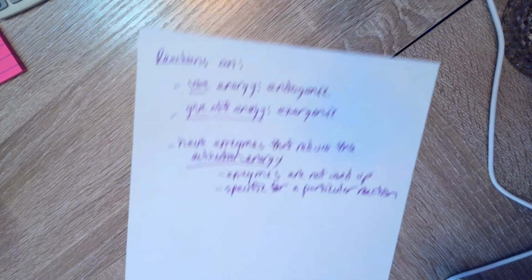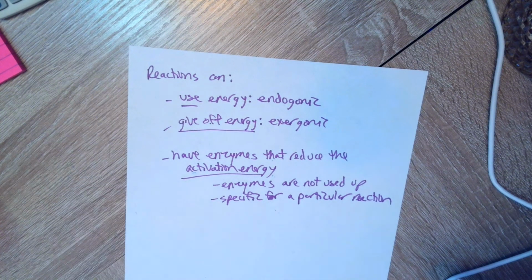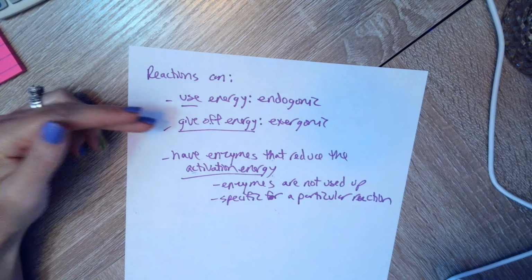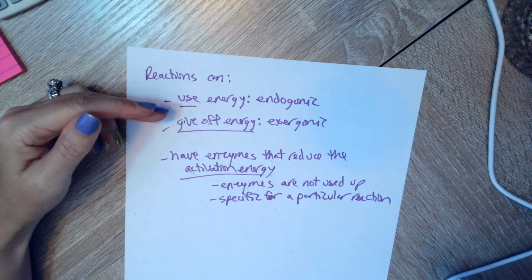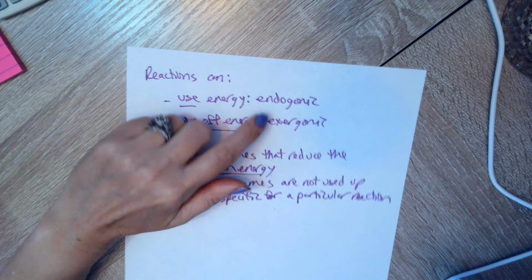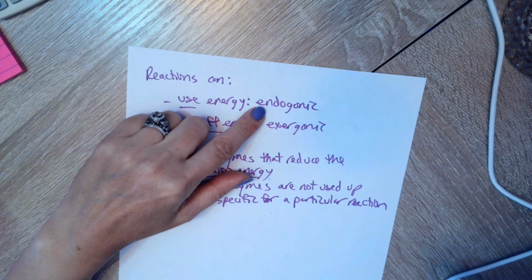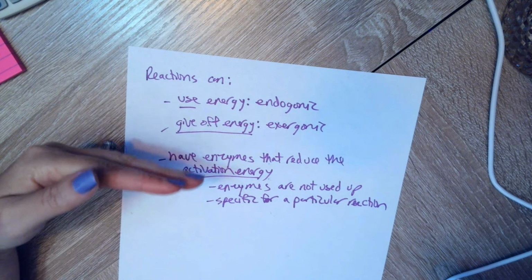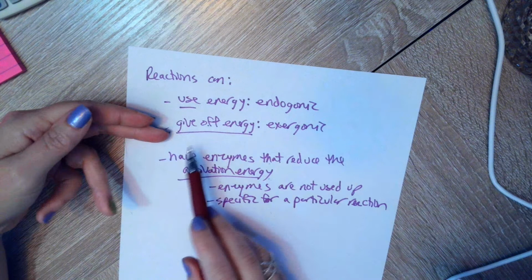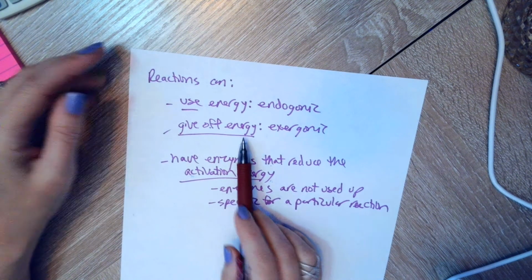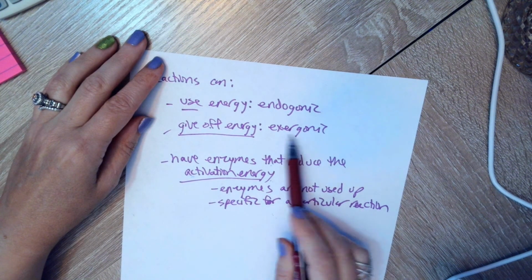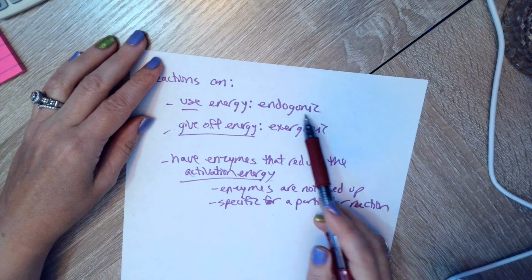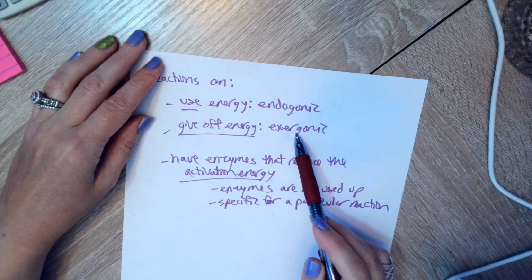Okay, so last thing here, reactions can use energy. If they use up energy, they're called endergonic, and they're going to tend to store that energy. And when they break down, so if you break down that molecule that was created, you would then do the opposite. You would give off energy, and that's called an exergonic reaction. So some take up energy, some give off energy.